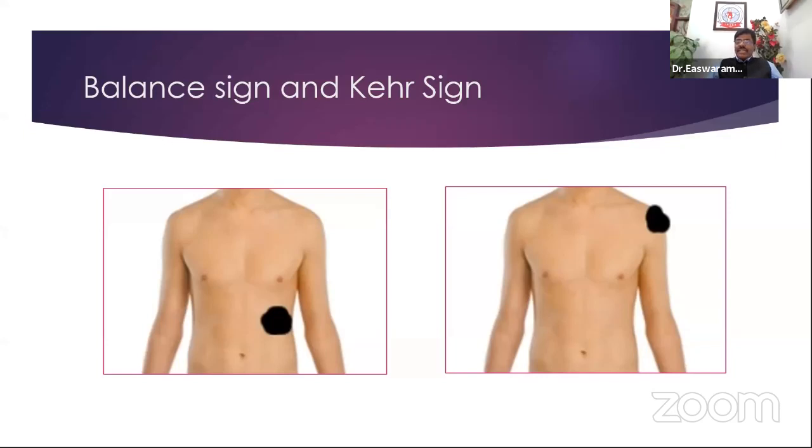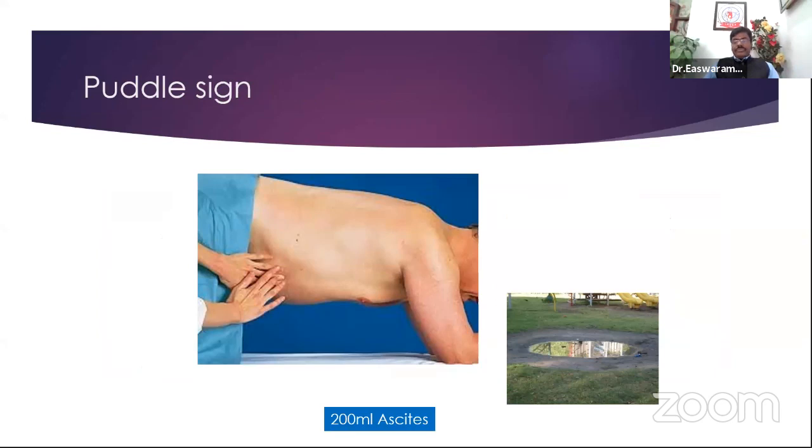What is curse sign? It is a referred pain over the tip of the left shoulder in a case of splenic trauma, because of a diaphragmatic irritation, because both share the same dermatome, and over the left shoulder it is T4. So that is what you need to describe.